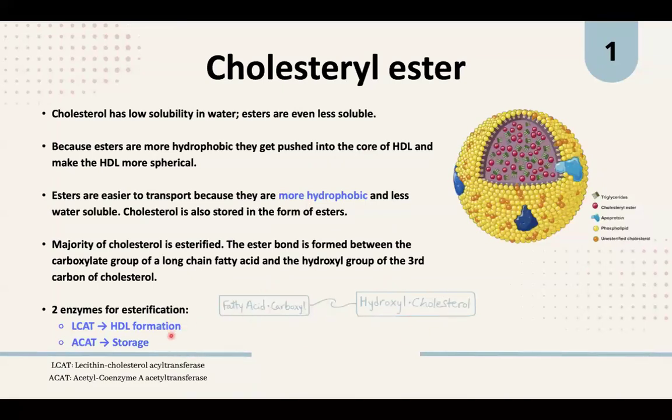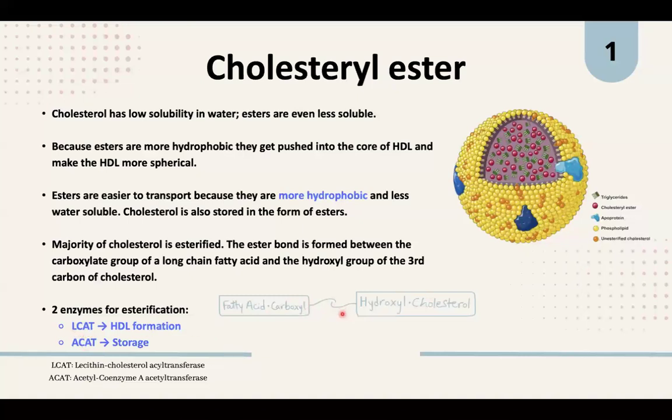And we have 2 main enzymes that do these for different purposes, okay? So we have LCAT and ACAT. LCAT is for HDL formation. ACAT is for storage. And basically, when we esterify cholesterol, it makes it more hydrophobic. And we need it to be more hydrophobic for 2 main reasons. First one is to transport it. The second one is to store it. So when we esterify it in order to store it, we're using this enzyme, ACAT. But when we esterify it for transportation, we're using LCAT.